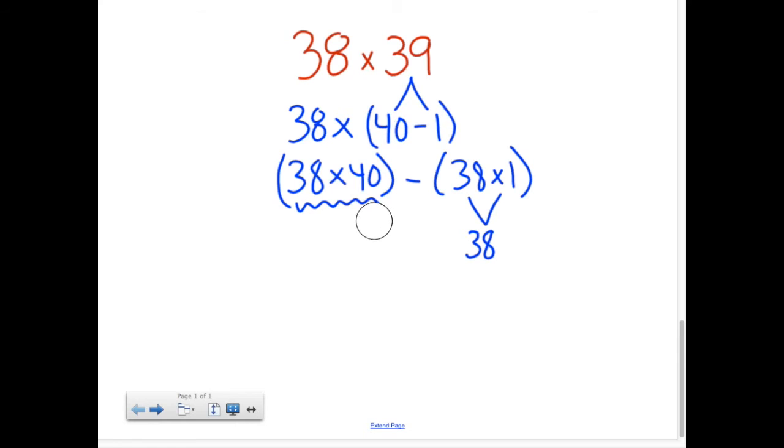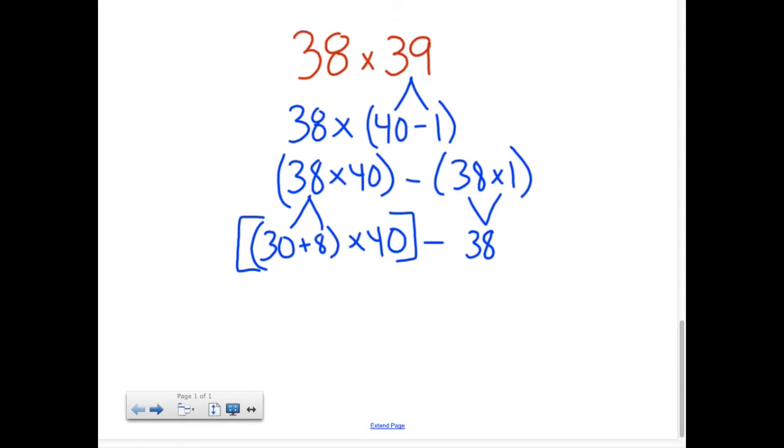So, just like we did in the first problem, and just like you learned to do the other day for home and practice for homework as well, I'm going to take a look at 38 times 40 and break apart 38 into 30 plus 8 times 40. And I've got to remember to bring down my subtraction sign. So now I've just rewritten 38 times 40 as 30 plus 8 times 40. So that's another way of expressing it.